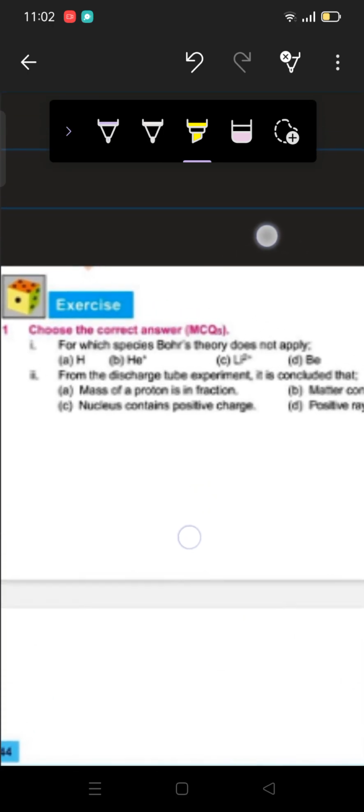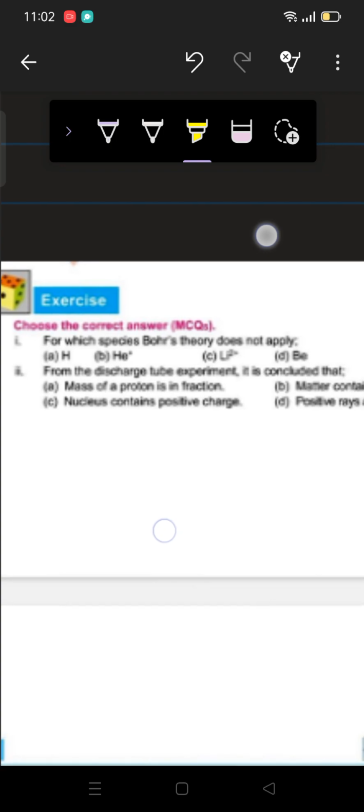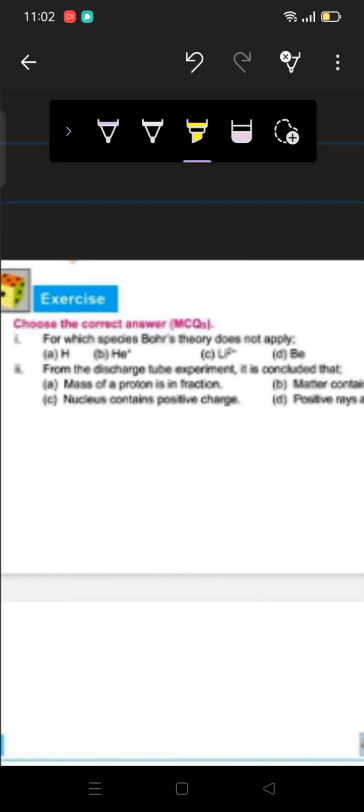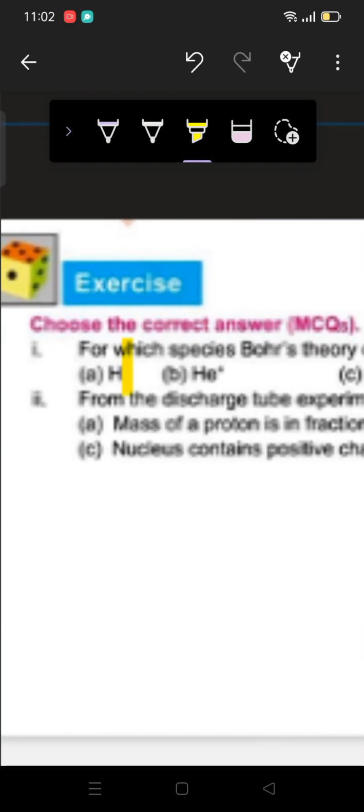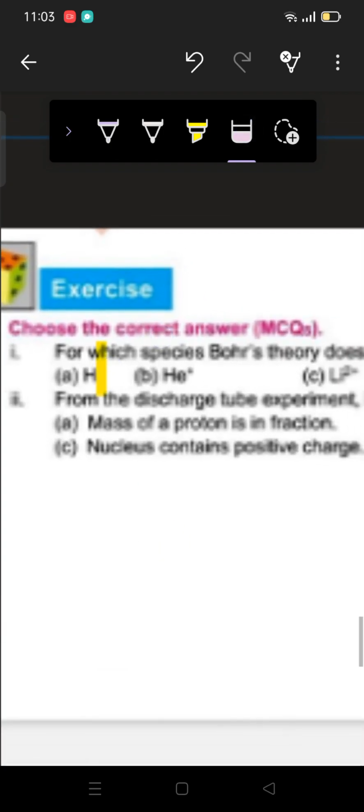They are asking for which species Bohr's theory does not apply. It is the same as we had in our previous question answers. We had this MCQ in our Sindh board book as well as in the Punjab textbook, and in the Federal it is also present. We know that Bohr's atomic theory is only applicable to monoelectron species. Hydrogen has one electron, which means it is a monoelectron species, right?